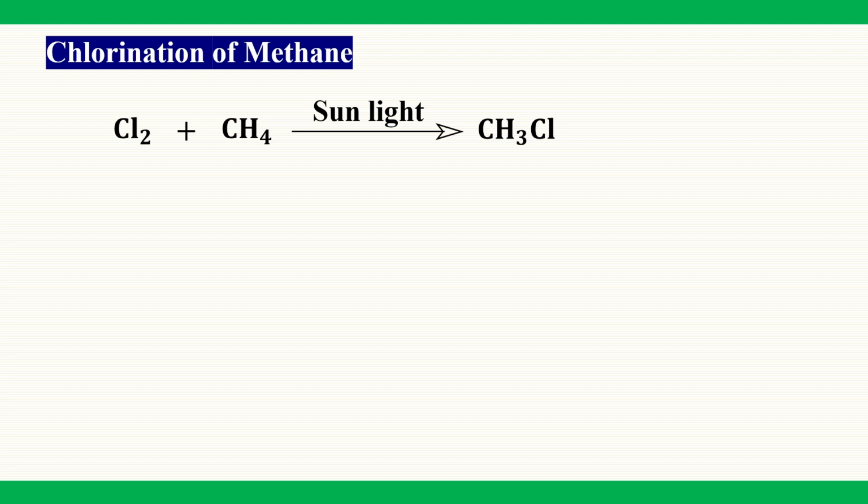I have selected the reaction of methane and chlorine as the example here. Now we can see what happens in this reaction. Cl2 gas reacts with CH4 gas in the presence of sunlight or diffuse light to give CH3Cl or chloromethane and HCl.